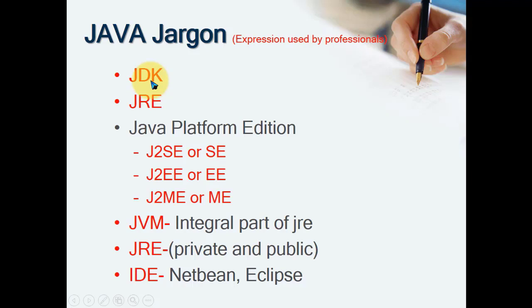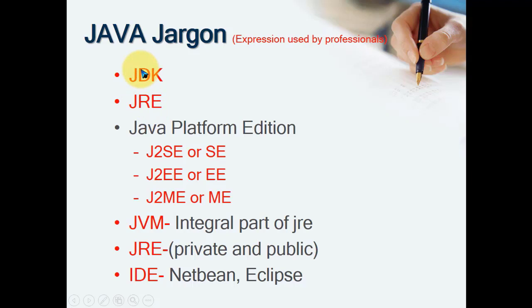JRE, this is only required to execute code. This JDK is required to develop a code, compile it, test it, and then execute it. This is only required to execute the code. Okay, so what is the difference between JDK and JRE? This is a runtime environment. This is a development as well as runtime.